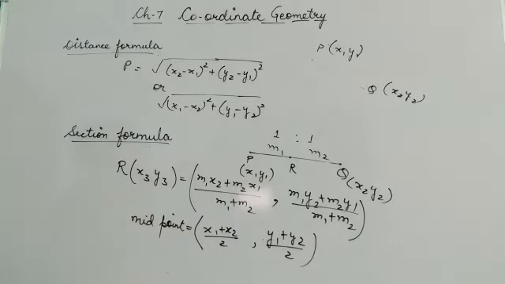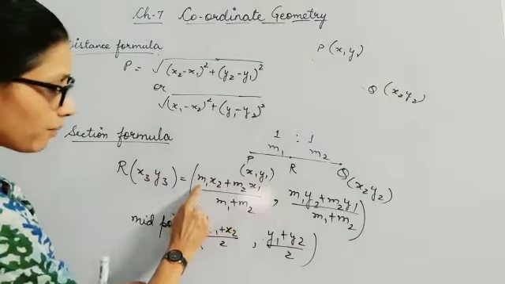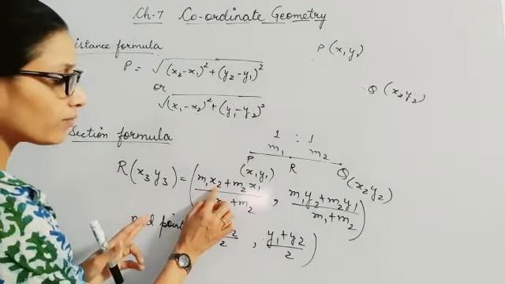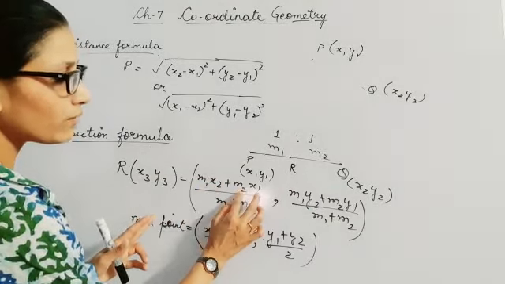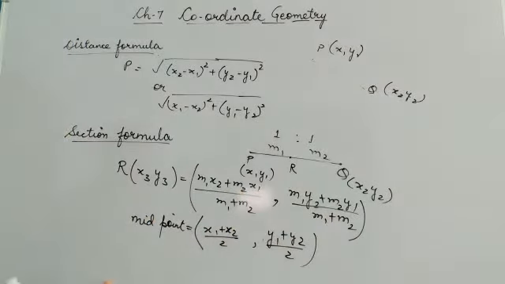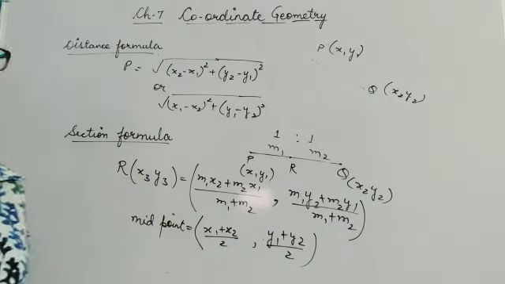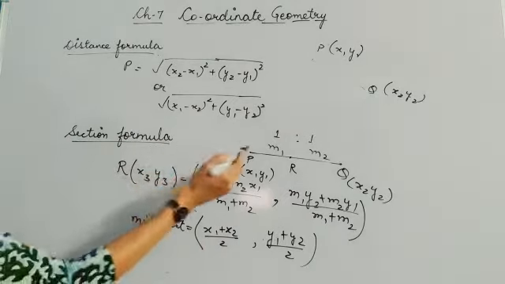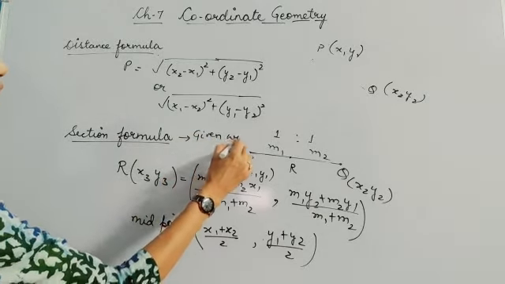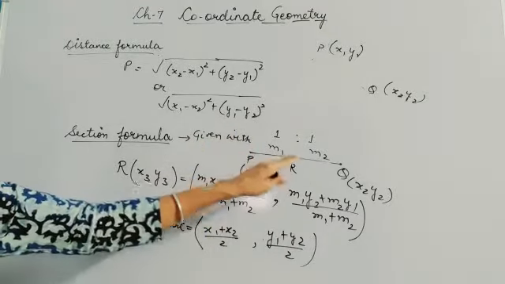Alright. The easy way to remember this formula is that with m1, never x1 will come. If 1 is coming, then 2 will come with it. If 2 is coming, then 1 will come with it. So 1, 2, 1, 2, 1, 2, we are taking it like this. Children, in section formula, you can get only 2 types of question. One question in which you are given with m1 and m2. So this is type 1, when you are given with the values of m1 and m2.